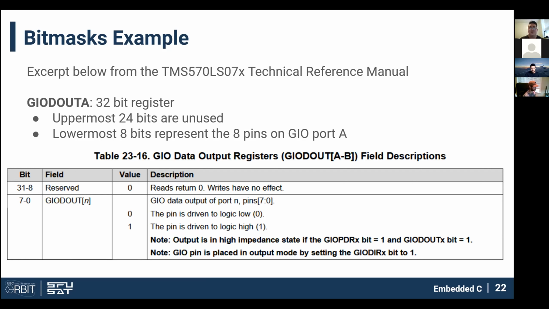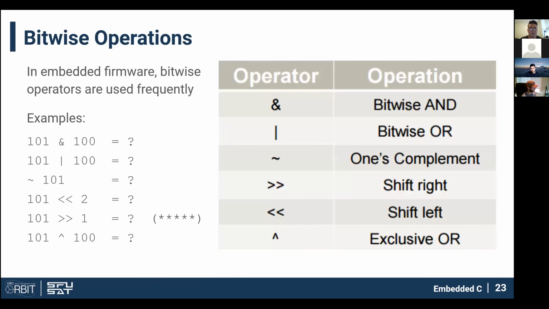I'm sorry if that sounds really confusing, but I'll show you a concrete example in a second. First I want to mention the bitwise operators. We use these bitwise operators to manipulate bit masks, among other things.